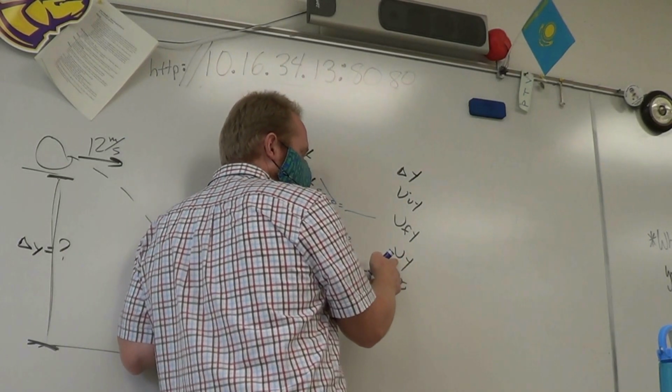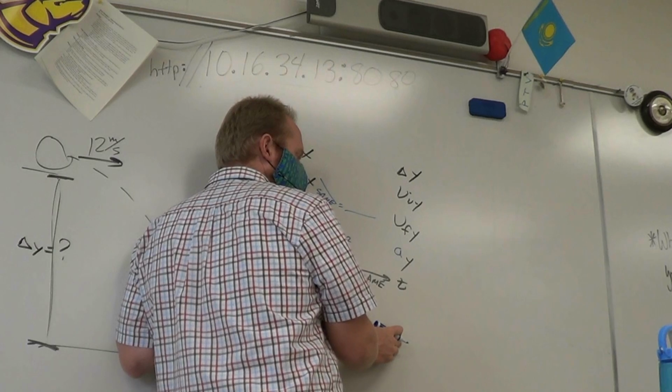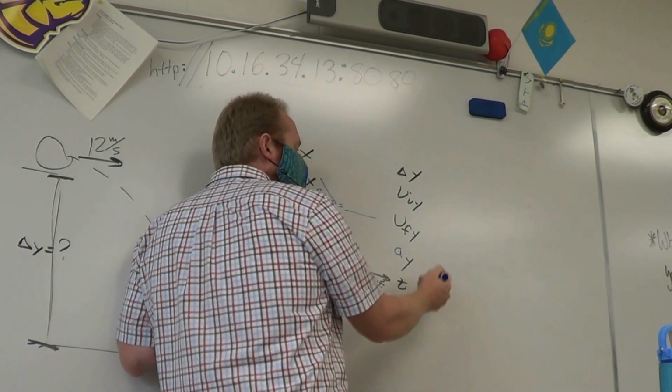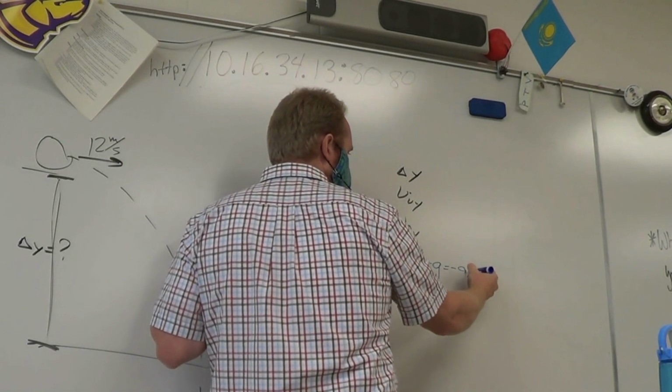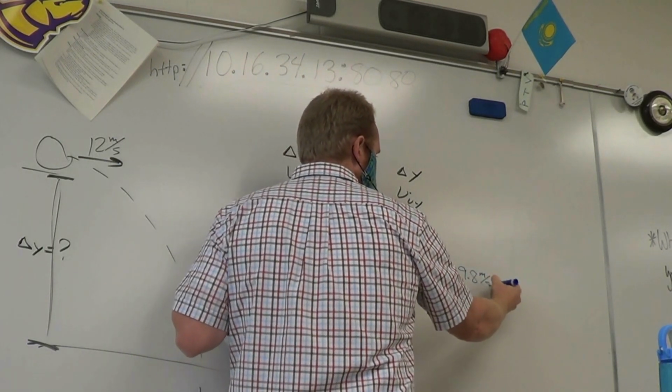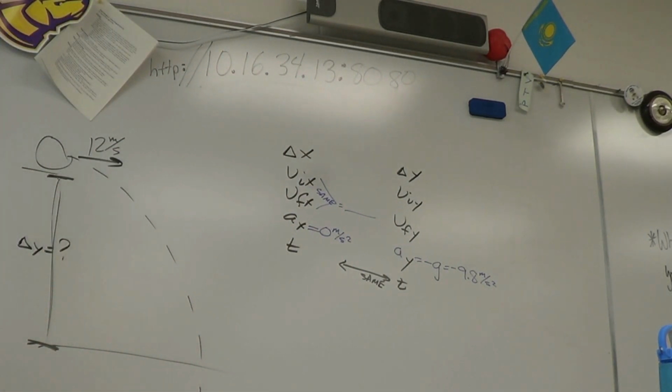By the way, I forgot to put an A in here. For some reason I put VY, that should have been an AY. The acceleration in the Y direction is negative G, which, if we're on Earth, is negative 9.8 meters per second squared. Everything I just wrote in the blue is because it is a projectile motion problem. Everything I wrote in black was because it was a 2D motion problem.